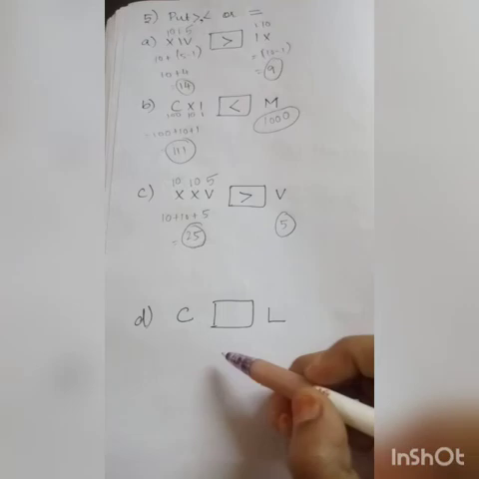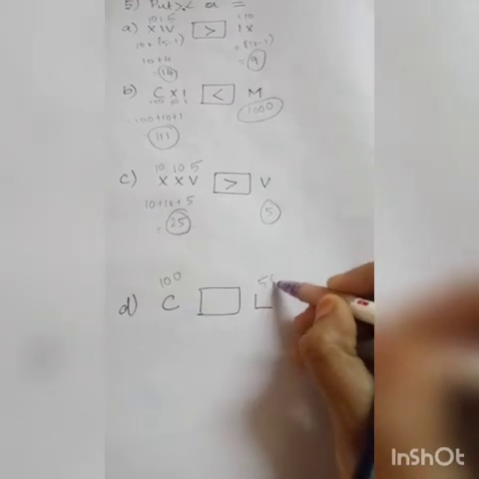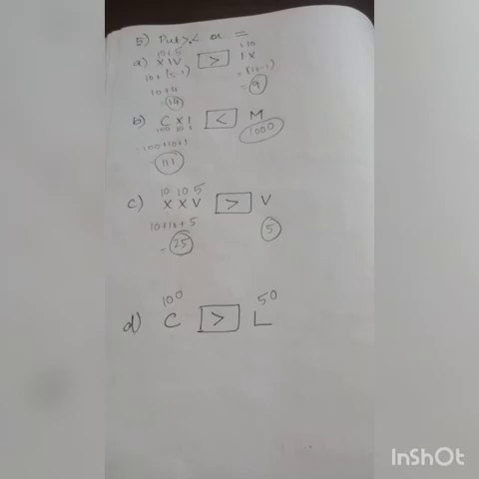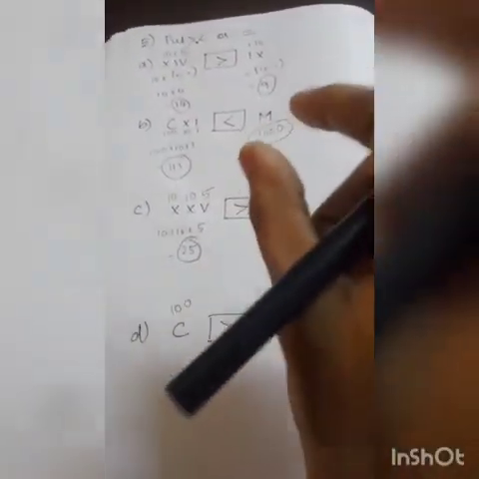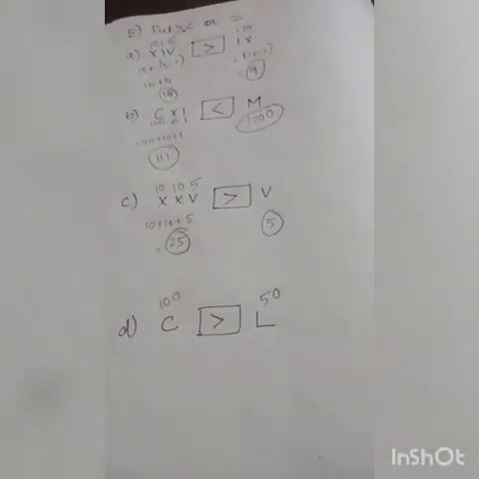Next, D question. What is the D question? We have to compare C and L. C stands for 100. L stands for 50. So which is greater? C is greater than L. So this is how you should compare everything. First you have to convert each and every Roman numeral to a Hindu-Arabic numeral. Then you can compare the values and put the greater than or less than sign. Okay, children?